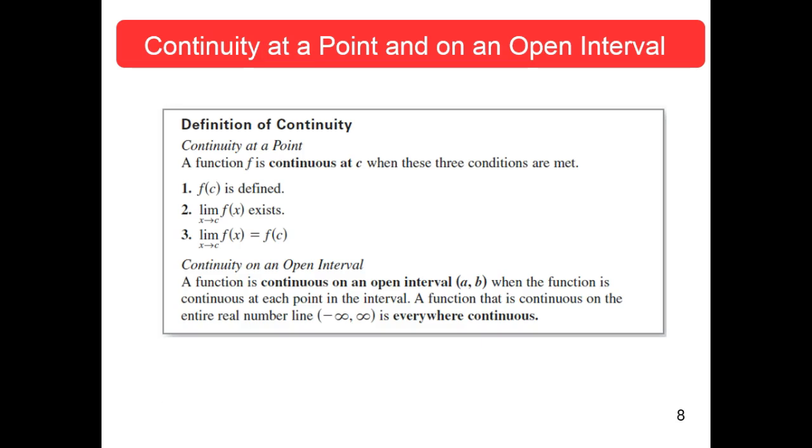Yes? Just because a function is defined, does that mean that the limit exists? Okay, say that one more time. If f of c is defined, does that mean the limit of f of x exists? Okay, that's one of the three conditions. First, it has to be defined. If f of c is not defined, the limit can't possibly exist. So that's just one of the three.